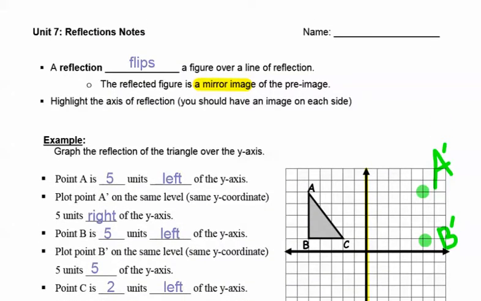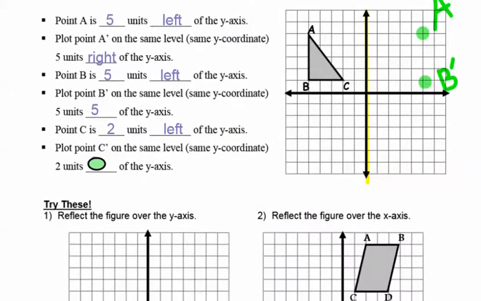I think that was up here. Nope. But it's going to be the same distance away on the other side. So we're going to make it 2 units. Ha ha ha. This should have said to the right. And same thing here. It's going to be 2 units to the right of the y-axis.